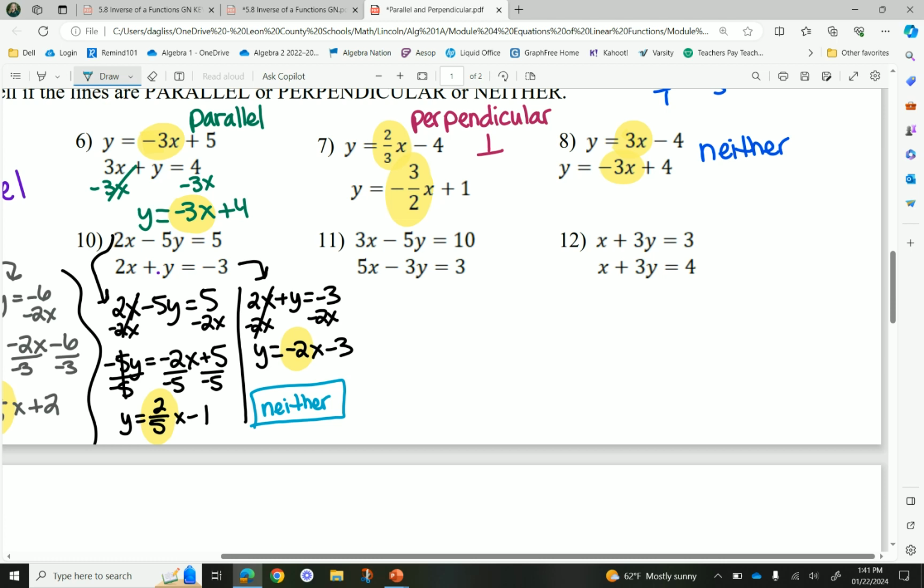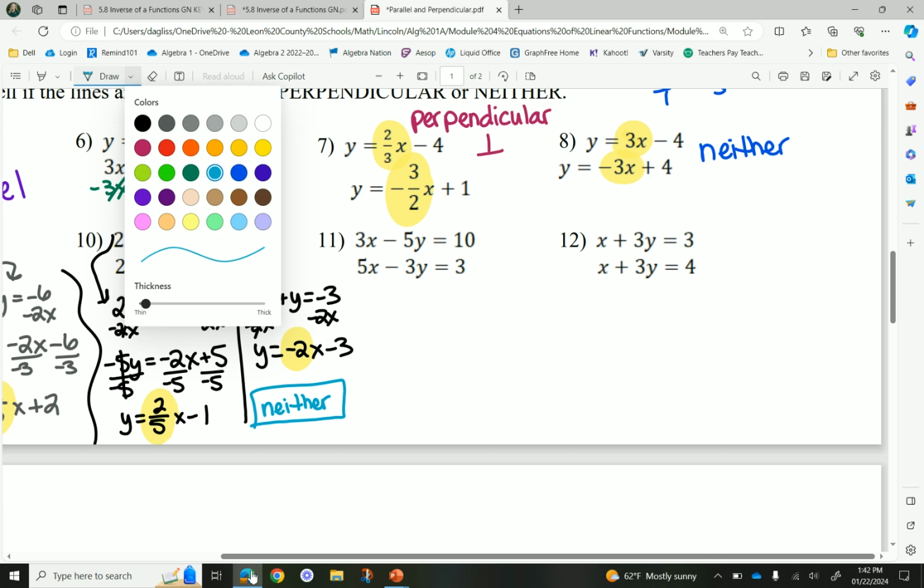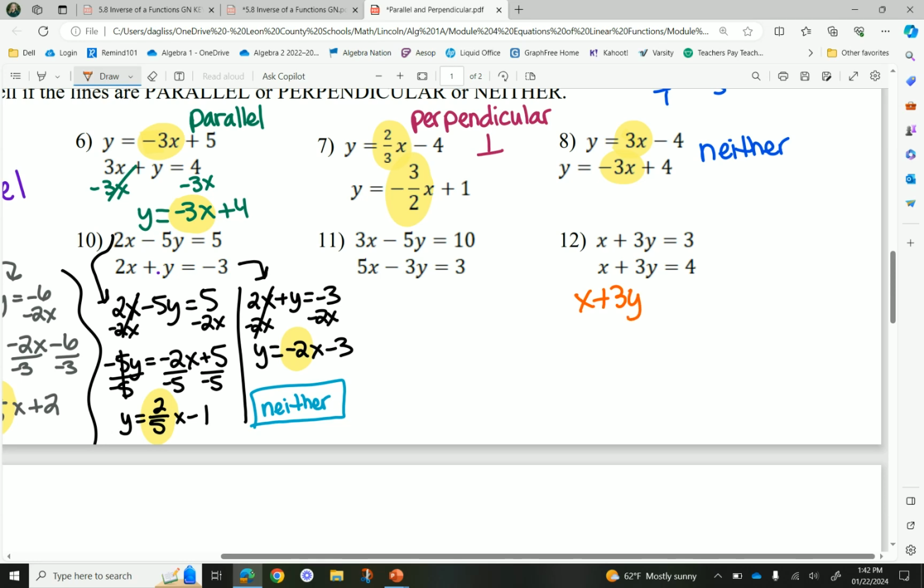All right, we good? Ready for 11? Let's skip to 12 real quick. With 12, I have x plus 3y equals 3, and my other one is x plus 3y equals 4. So they both have the same steps, don't they?